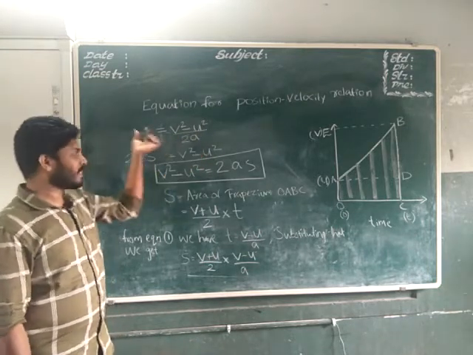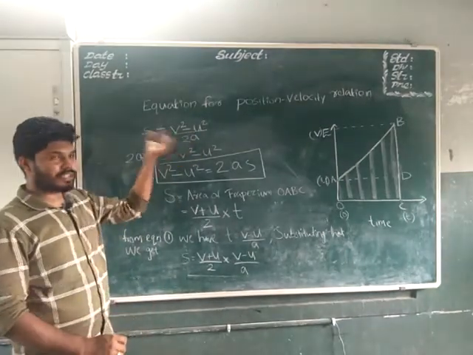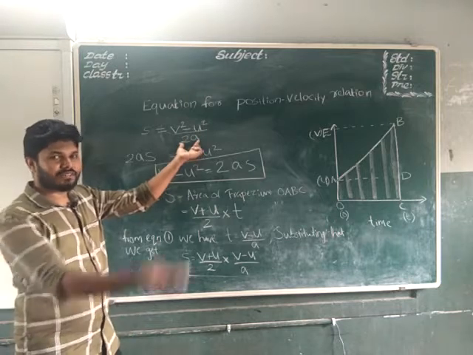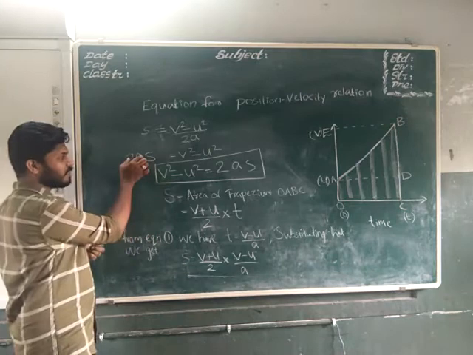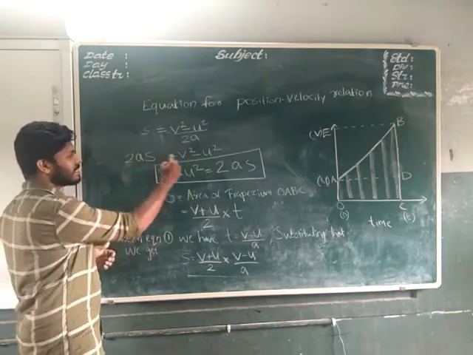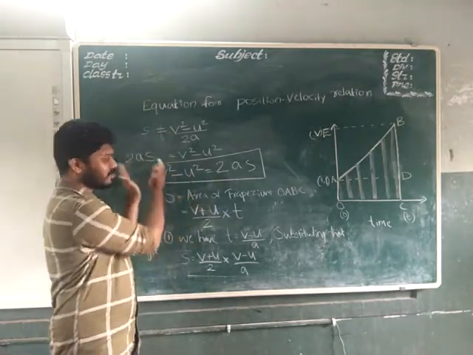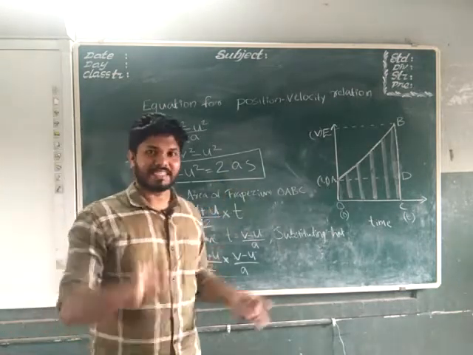Taking the 2a to the other side, divided by 2a becomes into 2a. So it comes in the numerator here. If it is in the denominator on one side and we take it to the left side, it becomes the numerator. Similarly, if we take it from the numerator, it goes to the denominator. So we can write v square minus u square equal to 2as. That's all about the three equations.